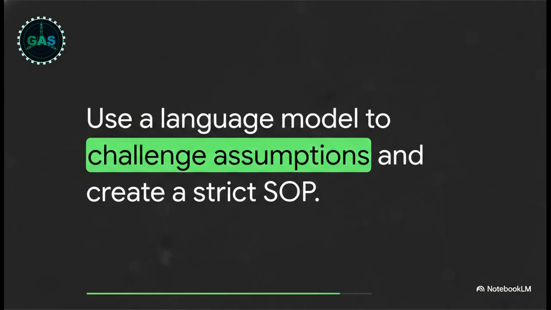To do this effectively, utilize a language model to spar with you. Feed it your operational bottlenecks, ask it to challenge your assumptions, and have it generate a strict standard operating procedure, or SOP. Think of the AI as hiring a ruthless consultant whose job is to spot the gaps in your logic before you spend a single dime on building.